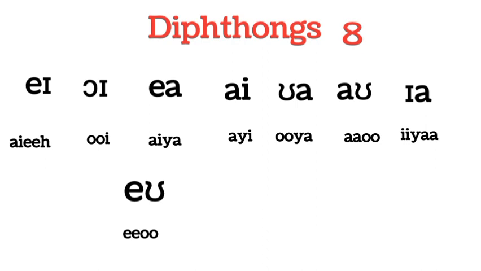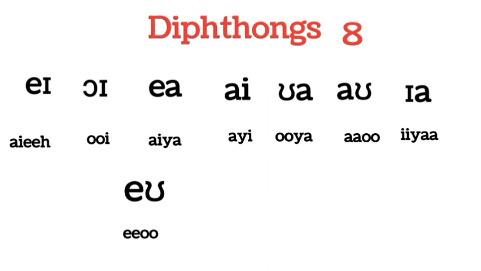Sixth one is aya. For example, in near, dear. And the last one is eo. For example, crew.